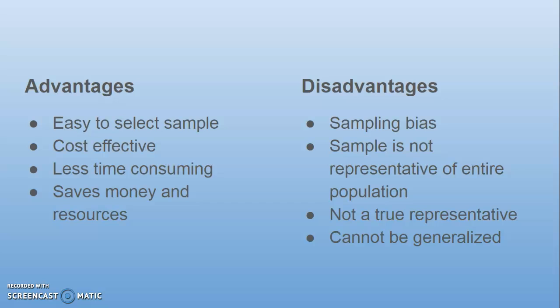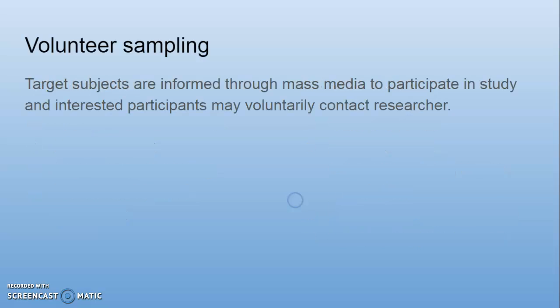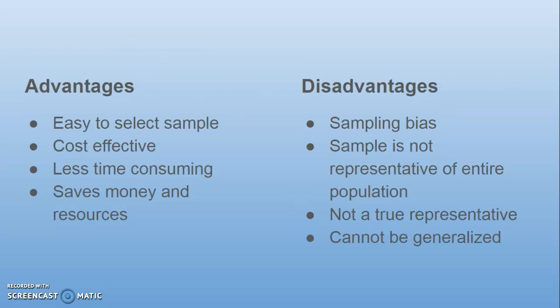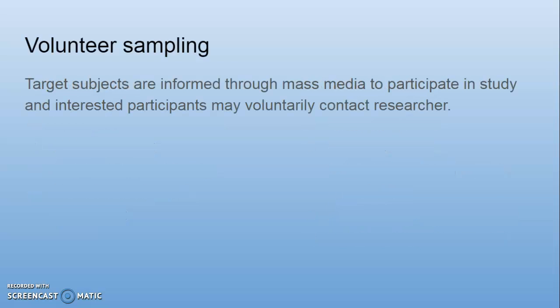What is the disadvantage? Of course, bias is there, as he purposively collects only the people around him. The sample is not representative of the entire population, because you cannot generalize it to the entire population, because you are going to one hospital and collecting the people's information. It is not accepted as a true representative of the whole population and cannot be generalized.